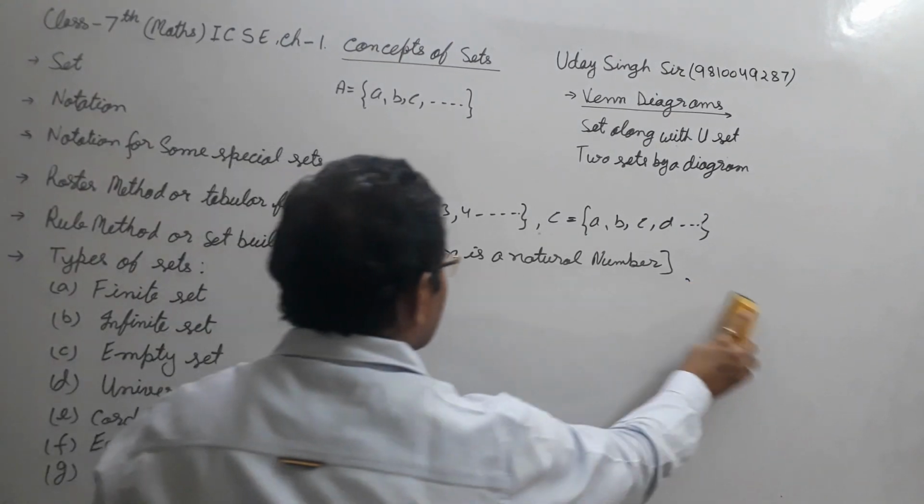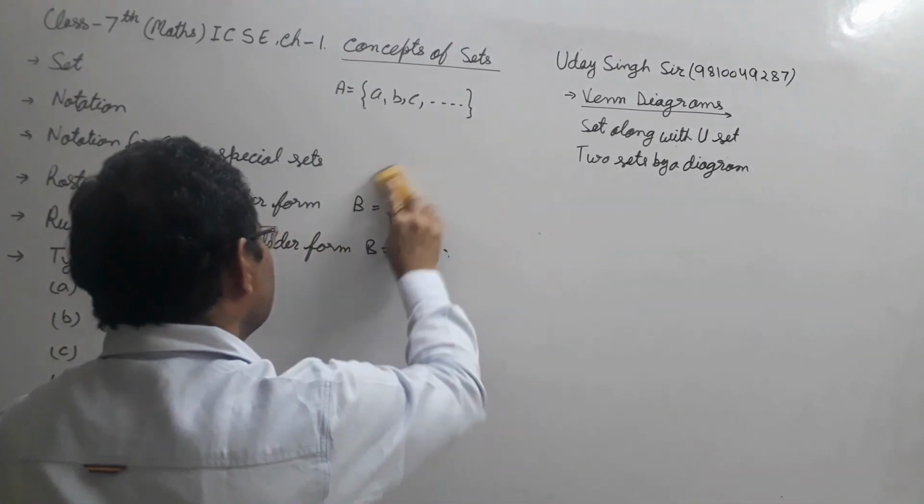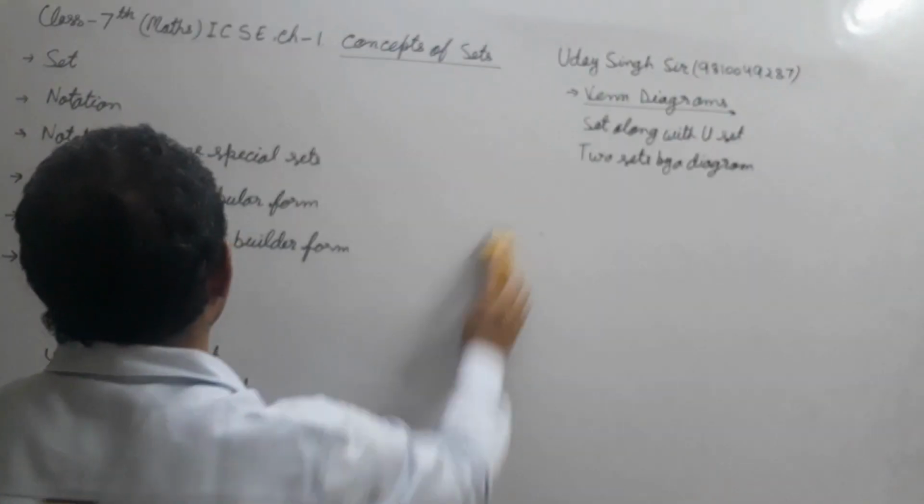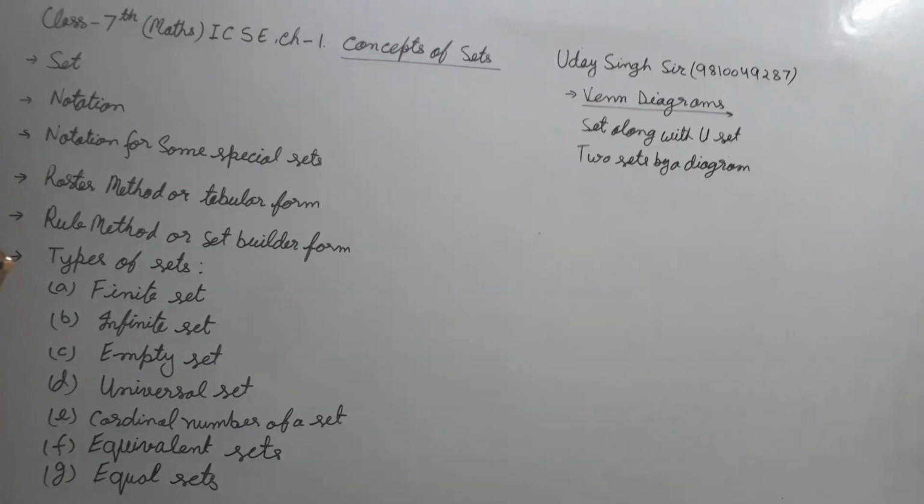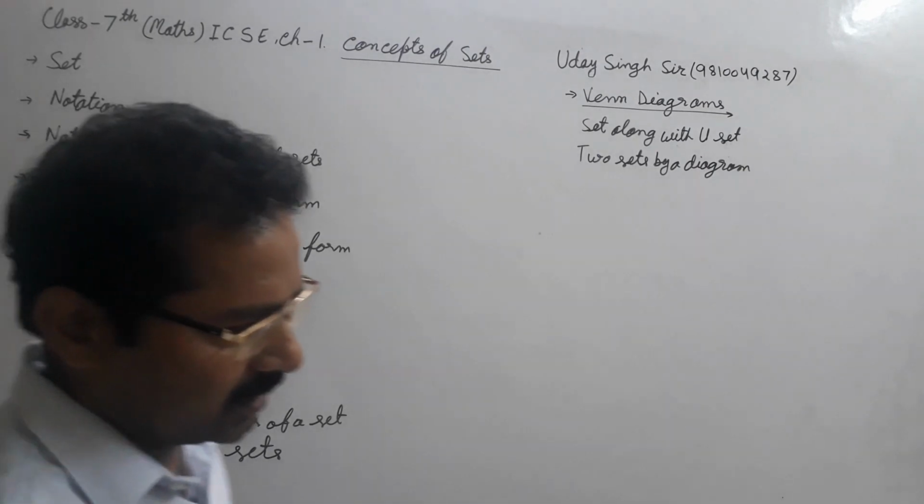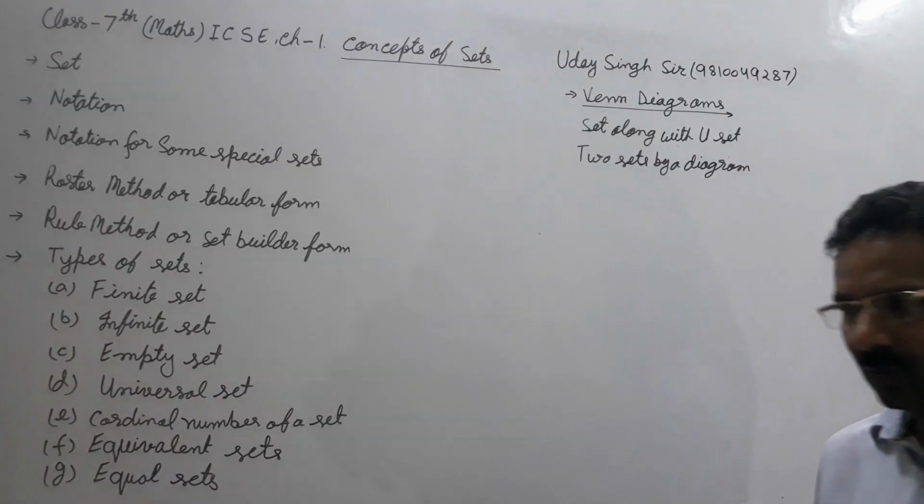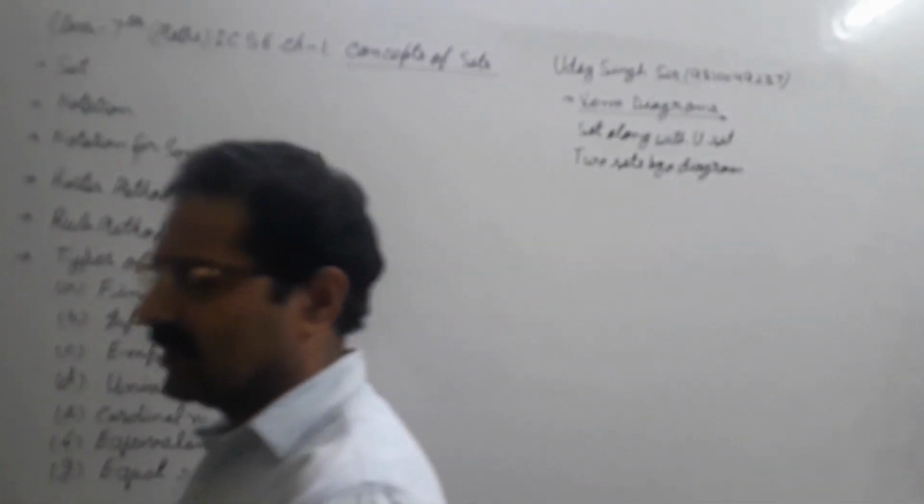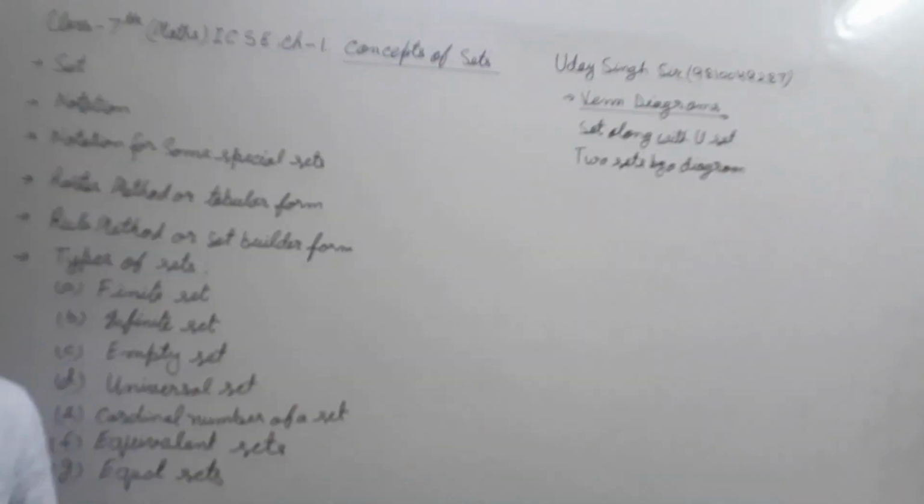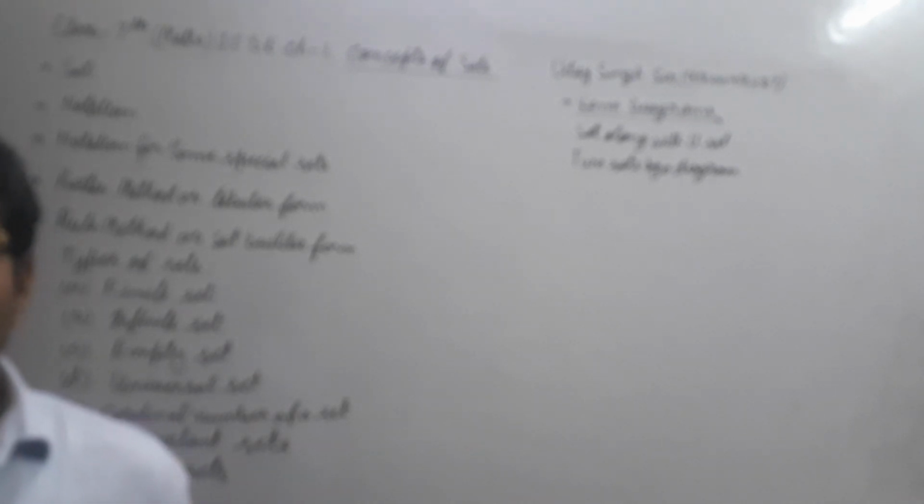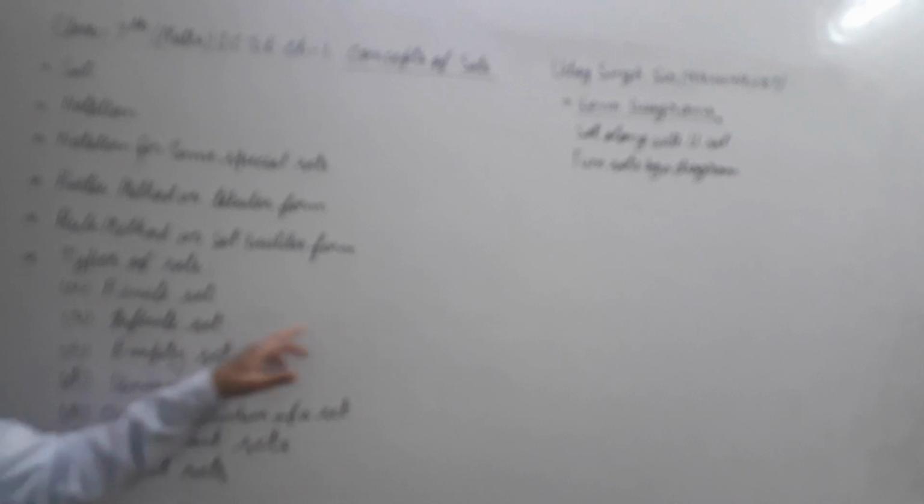First of all, the finite set, and second, the infinite set. A finite set has countable numbers. If you have some elements which you can count, it is a finite set. And second is the infinite set, where you cannot count the numbers, countless numbers. For example, the count of the stars in the universe is not countable, so it is an infinite set.